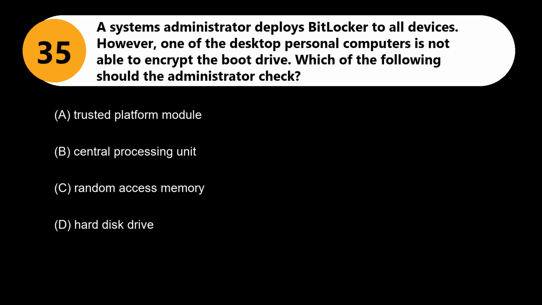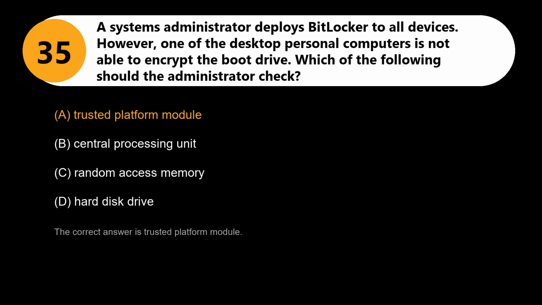Question 35. A systems administrator deploys BitLocker to all devices. However, one of the desktop personal computers is not able to encrypt the boot drive. Which of the following should the administrator check? Option A, Trusted Platform Module. Option B, Central Processing Unit. Option C, Random Access Memory. Option D, Hard Disk Drive. The correct answer is option A, Trusted Platform Module.